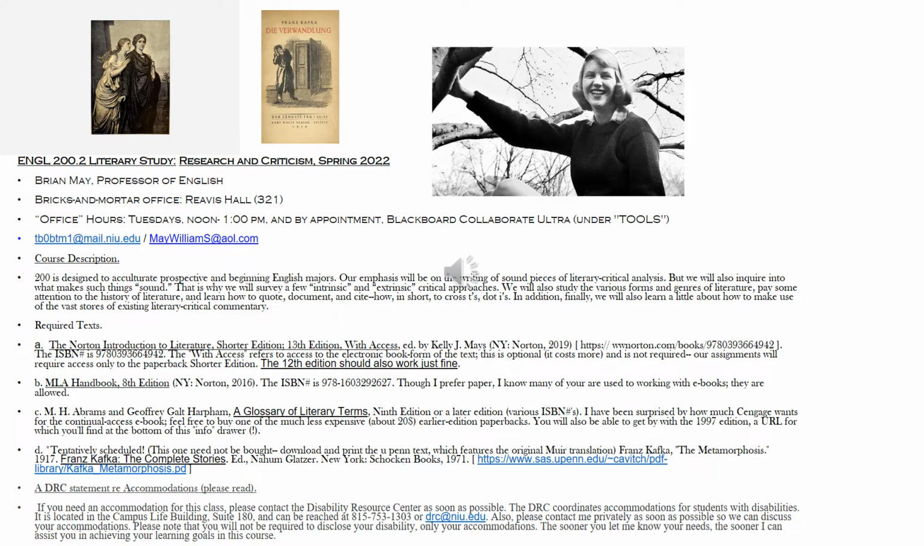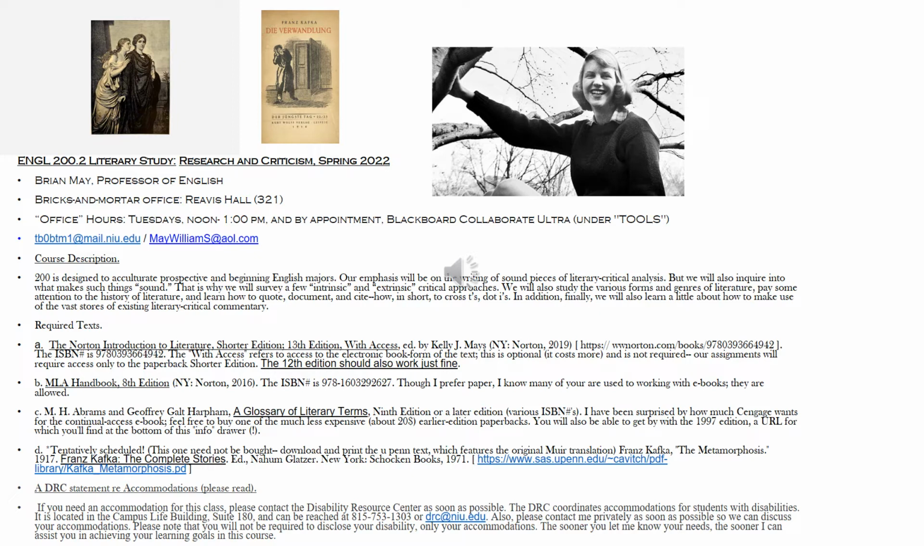The 12th edition should also work just fine. And I've had students get by with 11th and even 10th editions. I know one of you asked me about this: could we go for an earlier edition? Definitely the 12th. Prefer the 13th. And we are talking about the shorter edition. Believe it or not, there is a longer edition, which is 2,000 pages, and we're not necessary to get that edition. So try to get your hands on the 13th edition.